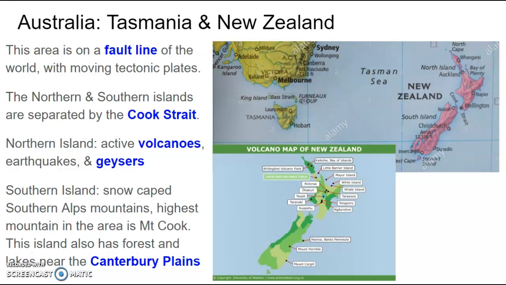In the northern island of New Zealand, they have active volcanoes, they have earthquakes and geysers because it is closer to that tectonic plate. The southern island, while still having things like earthquakes, actually has large snow-capped mountains, and the highest mountain in the area is Mount Cook on that island. This island also has a forest and lakes near Canterbury Plains.